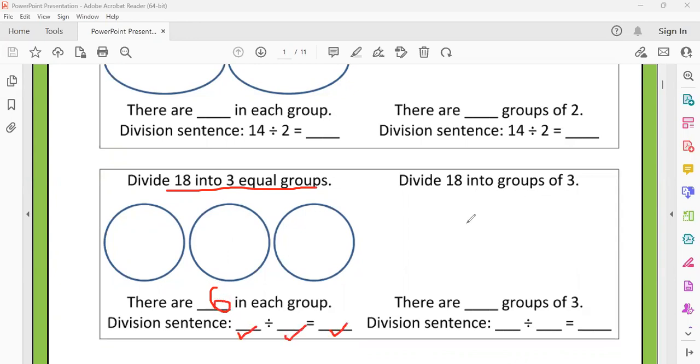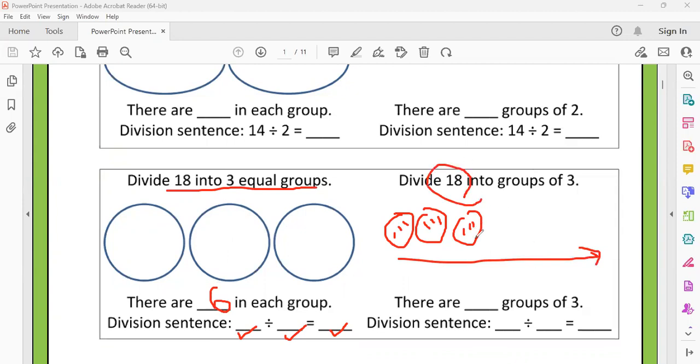Now divide 18 into groups of 3. It means one group I have 3. Another group, 3. Another group, 3. And you have to figure out how many groups I need until all my 18 is used up. So you'll notice that there are 6 groups of 3. So the division sentence, 18 divided by 3, is 6.